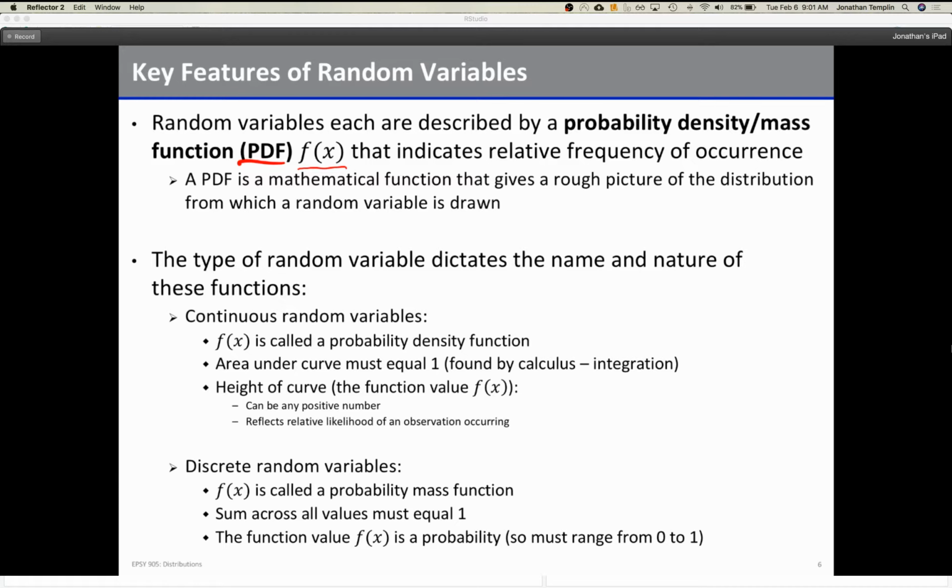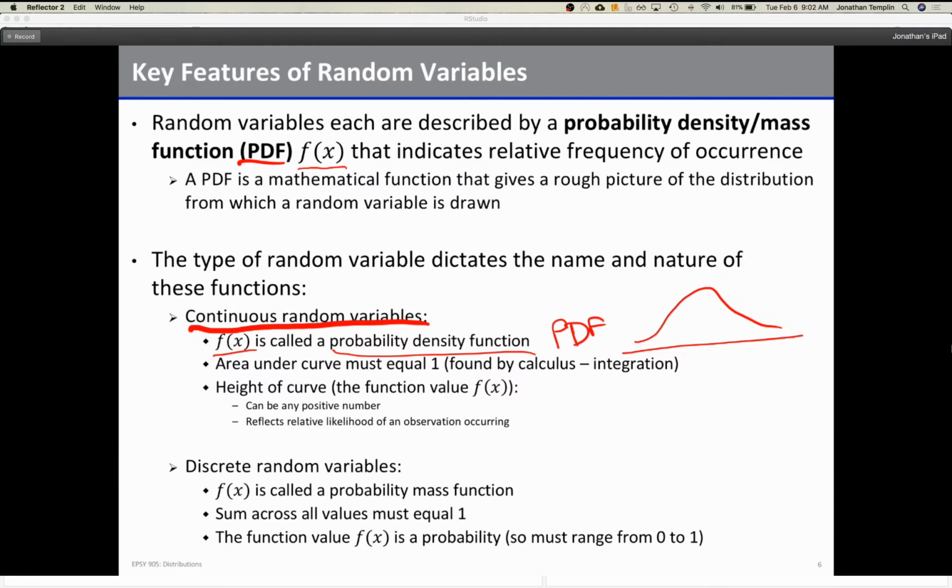There are all sorts of PDFs, all sorts of distributions out there. In fact, you can create distributions for any type of variable that don't really fit a given form. But typically in statistics, you work with distributions that have very specific forms. Overall, the type of random variable, discrete, categorical, continuous, and so forth, dictates the name and nature of these functions. So, for instance, if we have a continuous random variable, then f of x, its PDF, is actually called a probability density function. This is where we say PDF. And you can think of the normal distribution as one of them.